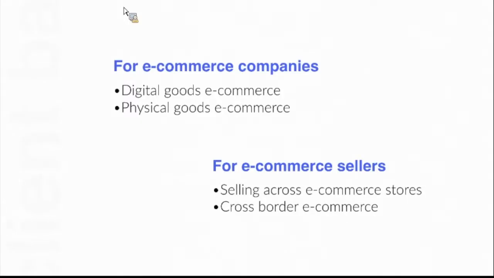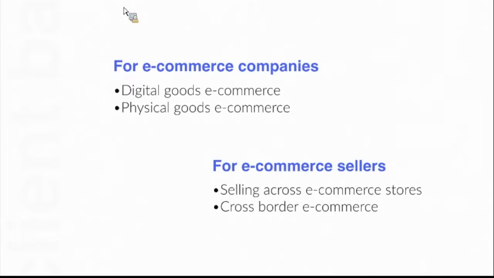One is digital goods e-commerce. By digital goods, I mean essentially anyone who's selling goods like ebooks or music or video lectures or anything that's digitally made. And physical goods e-commerce, that's essentially the Amazons and the Zalandos and the Lazaros of the world selling physical goods online. For e-commerce sellers, anyone who's selling across e-commerce stores and has good pricing power in their hand, we can help them build these rules on our platform.